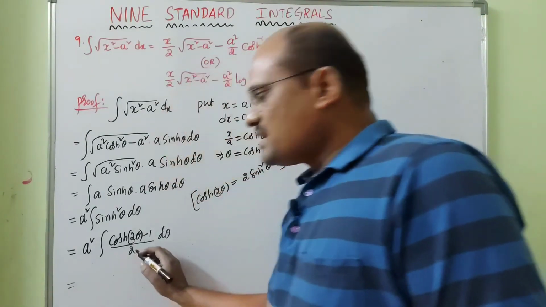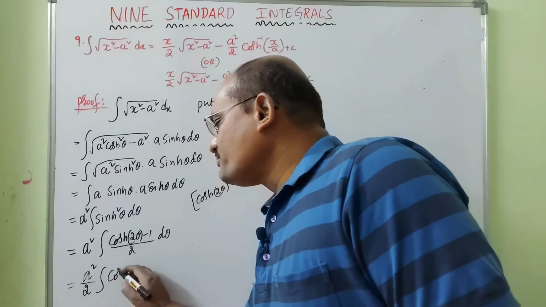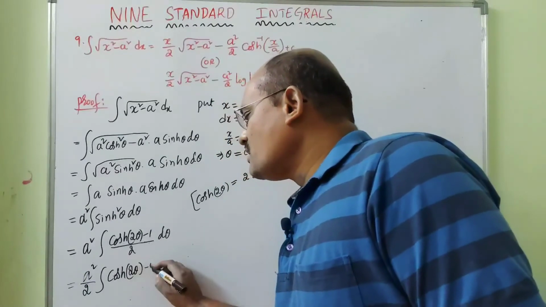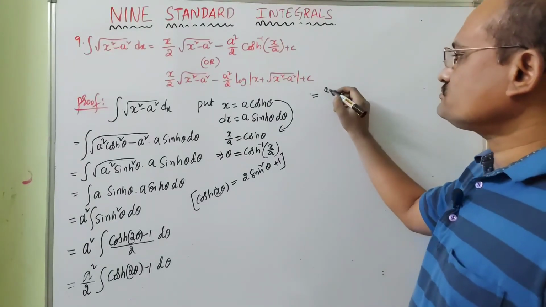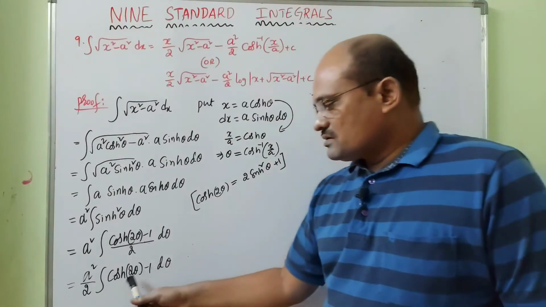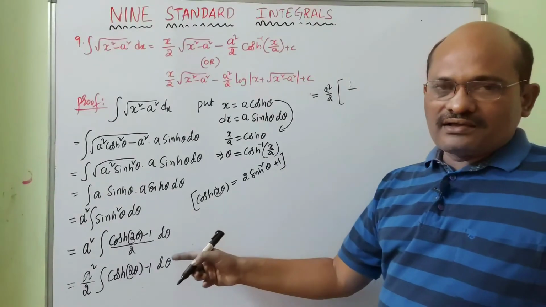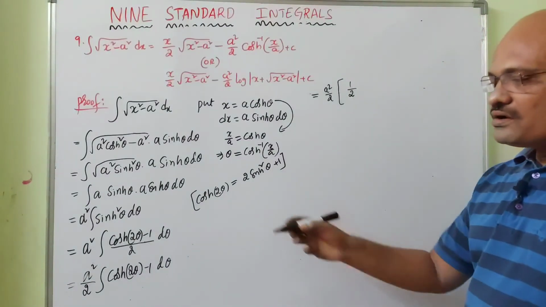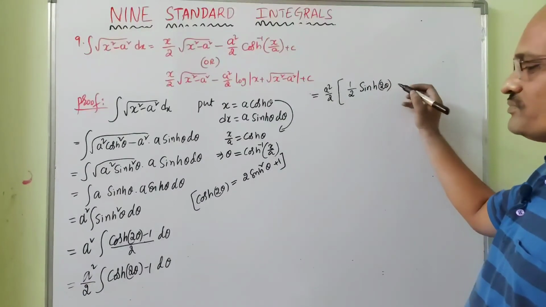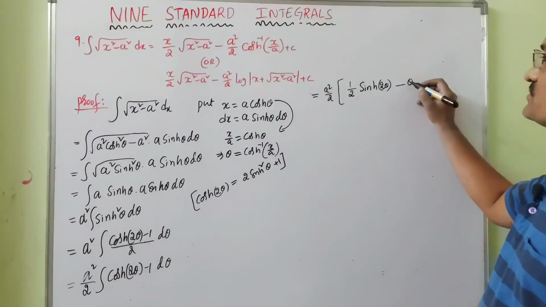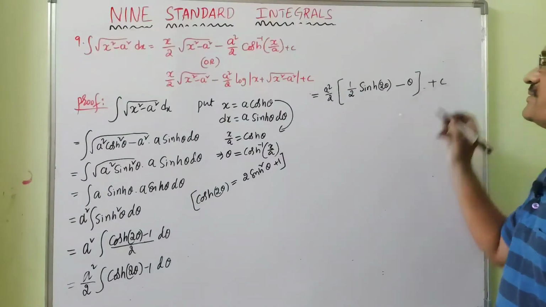Next, 2 in the denominator is a constant, write it outside: a square by 2 integral of cosh of 2 theta minus 1 d theta. Now we will go for integration because this is in standard form. Cosh of 2 theta integration: first we have to write 1 by 2, the coefficient of theta. Now integrate cosh of 2 theta, that is sinh of 2 theta, minus integration of 1 with respect to theta is theta. We are integrating with respect to theta, that's why I write theta plus c.